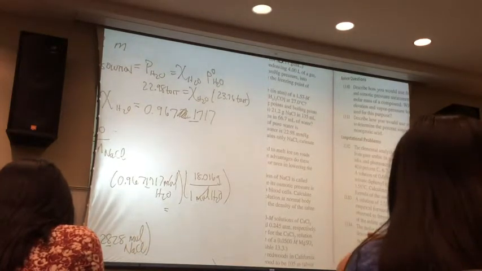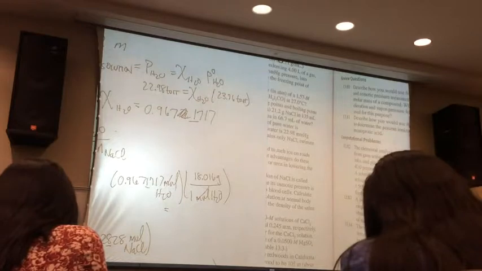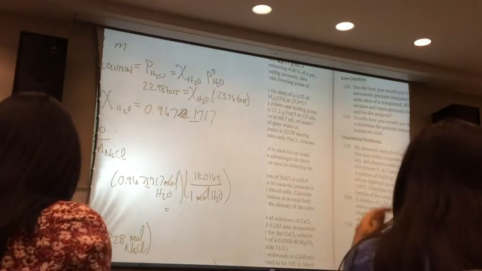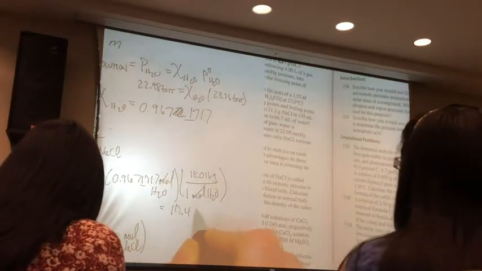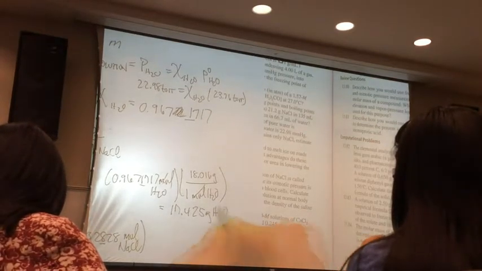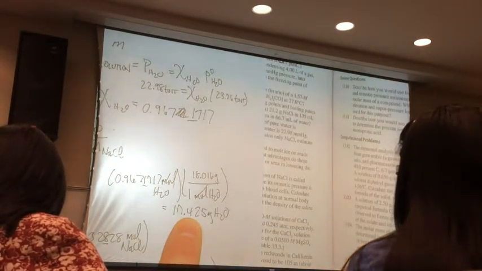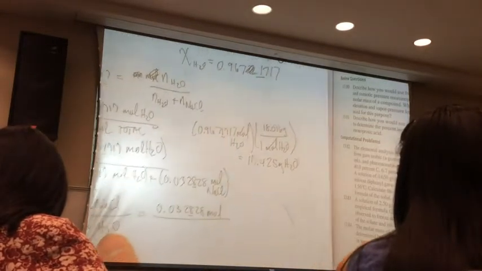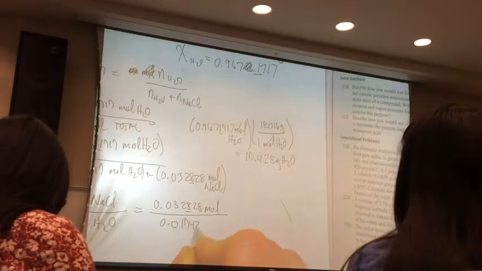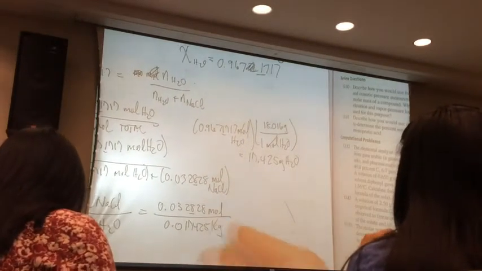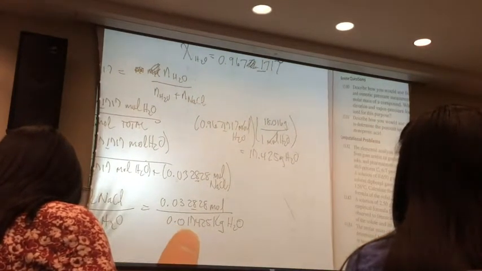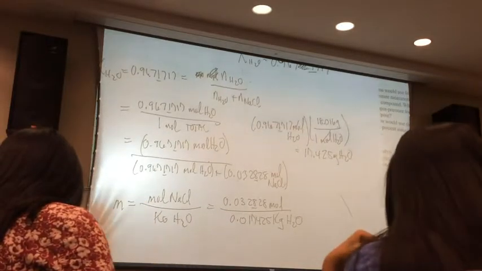So the moles cancel, so I can convert this and figure out how many grams that is. 0.9671717 times 18.016, and so what I have is 17.425 grams of water. So that many moles of water is that many grams, and I need it in terms of kilograms. So this is going to be 0.017425 kilograms of water. And so then I just have to take this divided by this, and that's my molality.